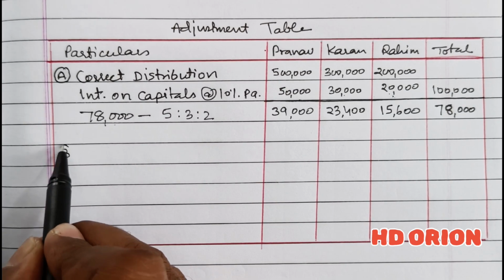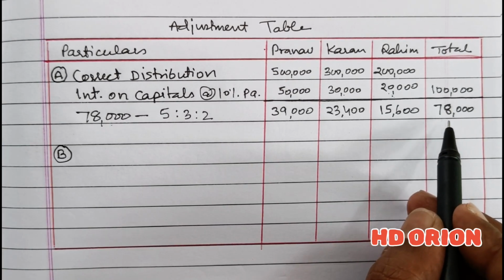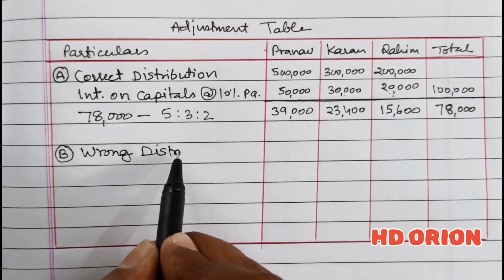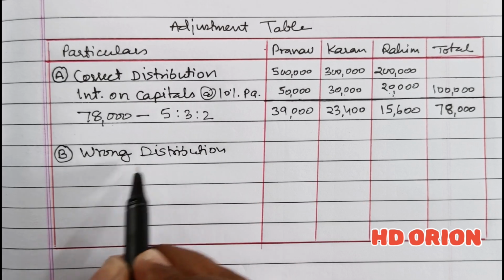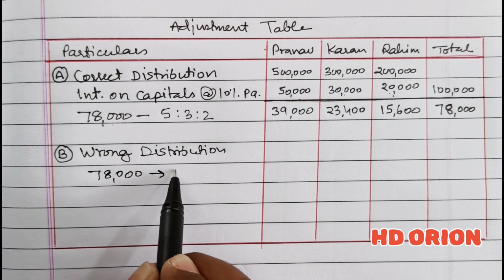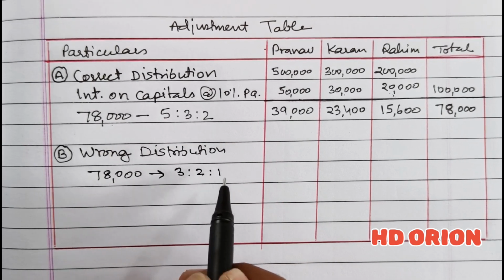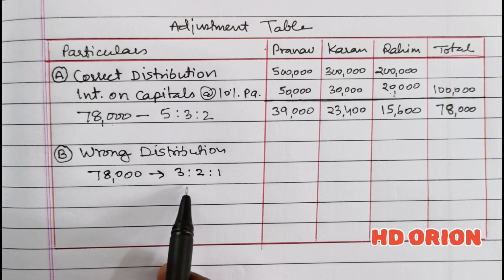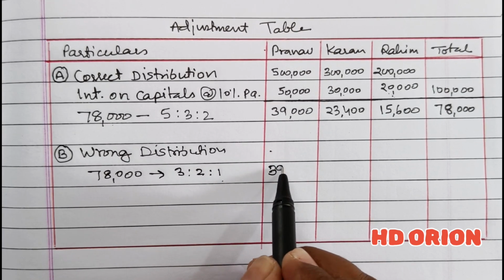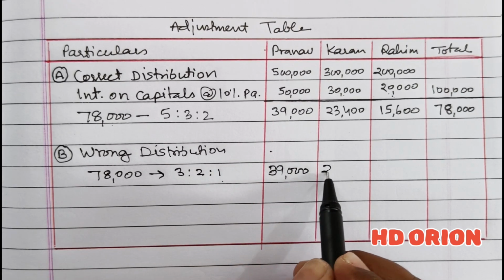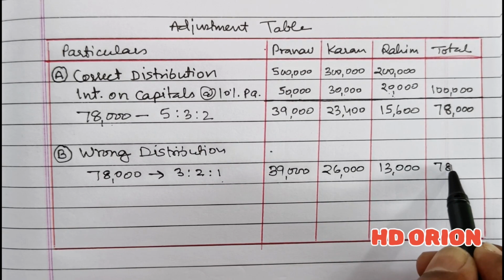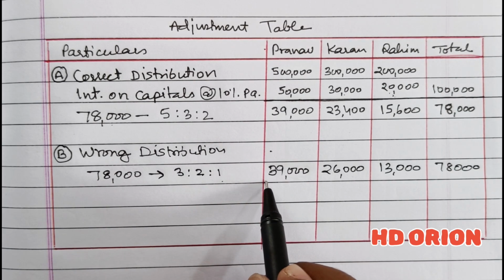But what happened? Wrongly we have appropriated this 78,000. So wrong distribution. What is this wrong distribution? This 78,000 net profit has been given to the partners in their profit sharing ratio, that is 3:2:1. So when you break rupees 78,000 in this ratio 3:2:1, the first partner should get rupees 39,000, the second partner rupees 26,000, and the third partner rupees 13,000. So this way 78,000 rupees has been given to the partners.